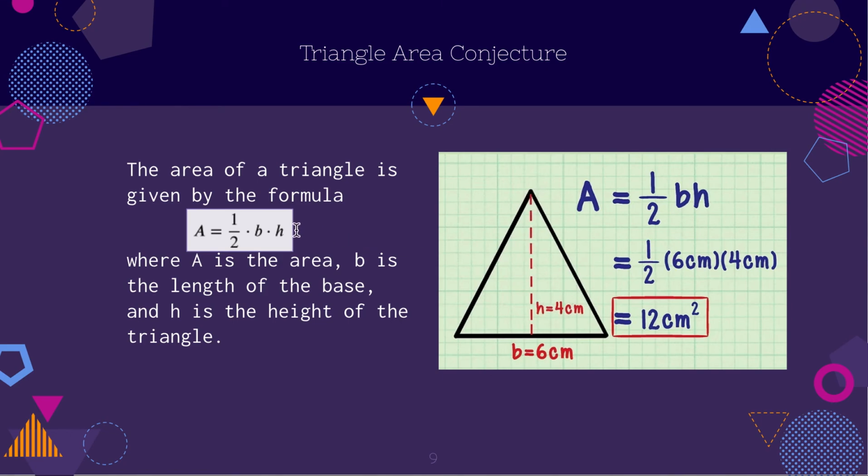So we're going to use that 1/2 base times height formula. So 1/2 base times height is 1/2 times 6 times 4. 6 times 4 is 24, times 1/2 is 12, and then that unit of centimeters squared. All right, so now that you know that formula, it needs to be written down, and also include the image of the example as well.